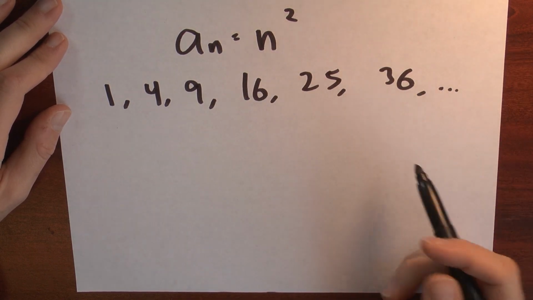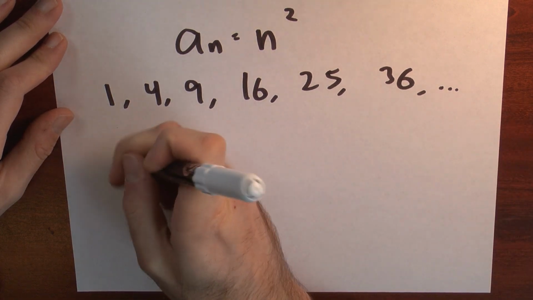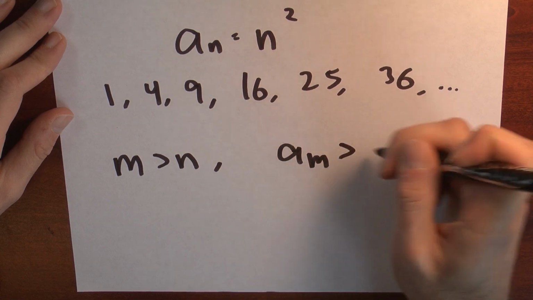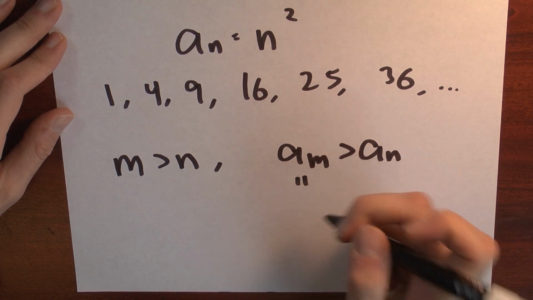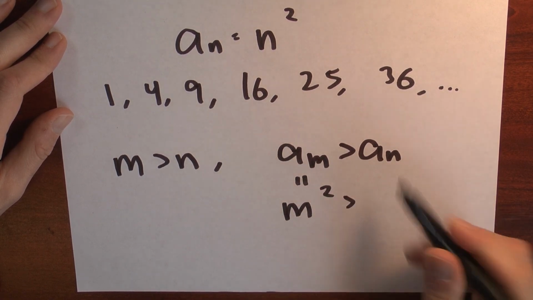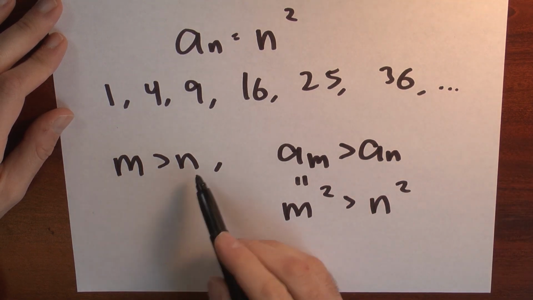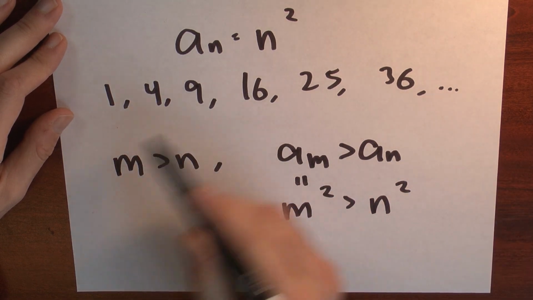And to really convince you of that formally, what I need to show is that whenever m is bigger than n, then a sub m is bigger than a sub n. And indeed, that's true, because a sub m is m squared and a sub n is n squared. And as long as these m and n are positive, this is true whenever this is true.